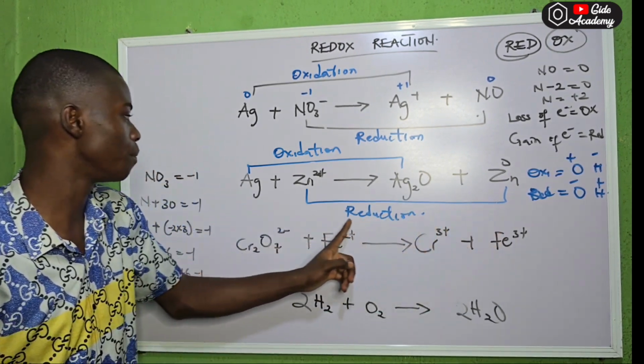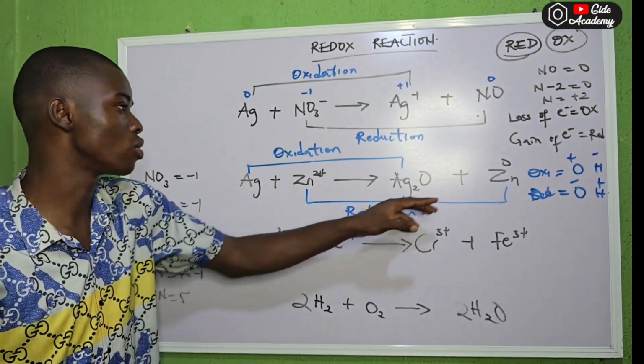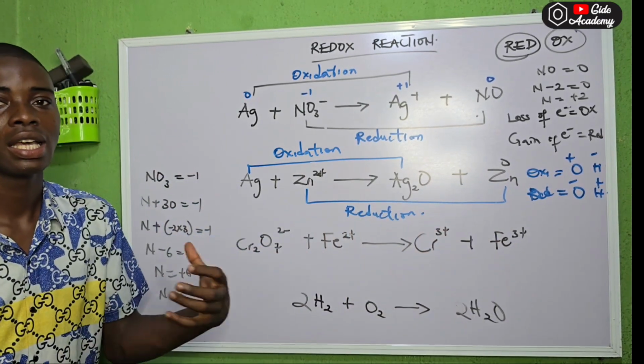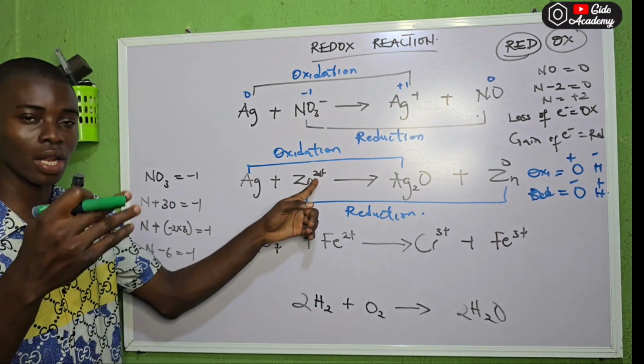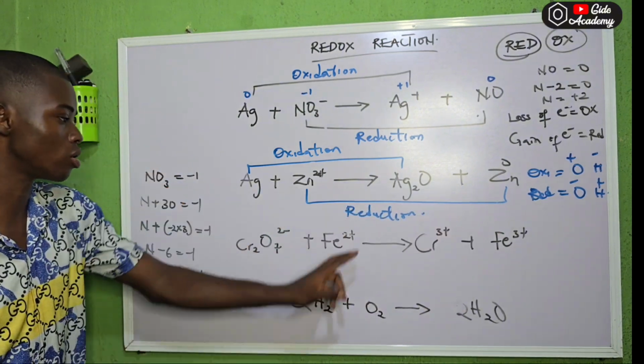If you look at this compound here, you are moving from 2 plus to 0. That means if you are moving from here to this place, you are actually gaining electrons. This one has lost 2 electrons, so for you to move from this place to this place, you have to gain 2 electrons again. So that's reduction.